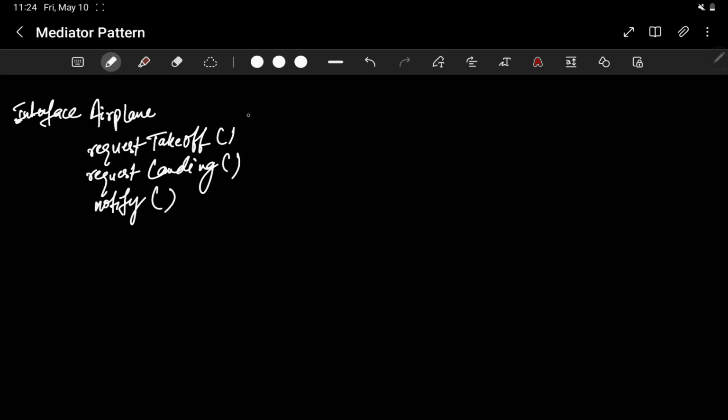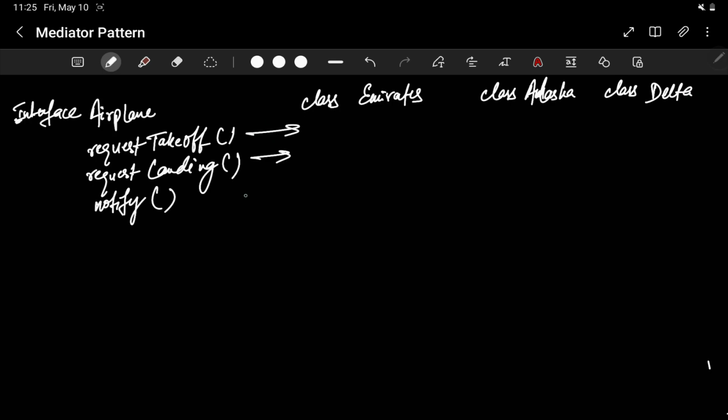Now let's say there are other airlines which implement this. For example, there is a class of Emirates, there is a class of American or Alaska. Alaska is small, so I'll write Alaska. There is a class of Delta. There are different airlines. So all of these implement request takeoff, request landing, and notify, because it's an interface. They all must implement it. All of these will have these three things.